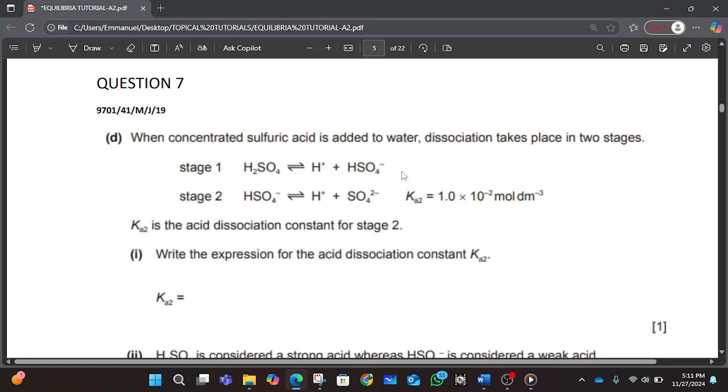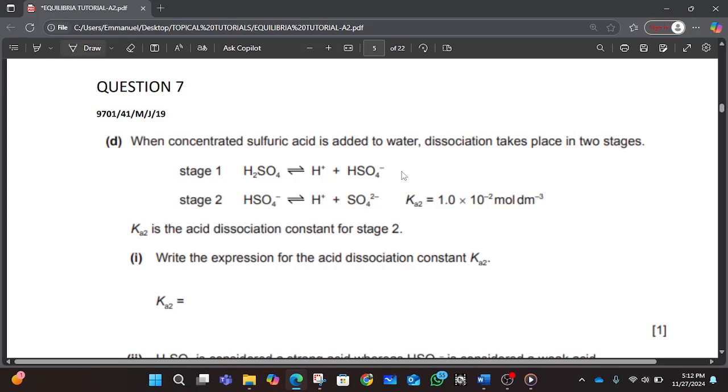So for this one, we are going to use the second stage, and the acid dissociation constant is equal to the product of the concentration of H plus and concentration of the SO4 2 minus divided by the concentration of HSO4 minus.